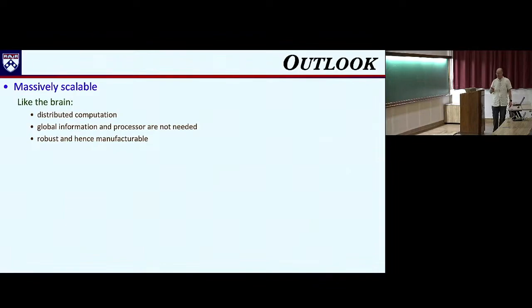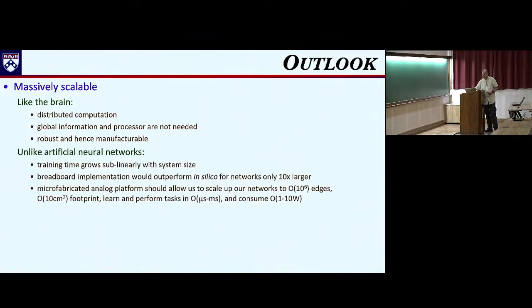Okay? So global information or processes are not needed, of course. And since it is robust, it should be manufacturable. We ought to be able to make large versions of these things. All right? And oh my gosh, I don't even have a picture in these slides, so I messed up. We've actually got breadboards now that implement the analog case. So breadboards are coming in and being tested now as we speak. So the idea is we're going to make breadboard versions of these in the lab.